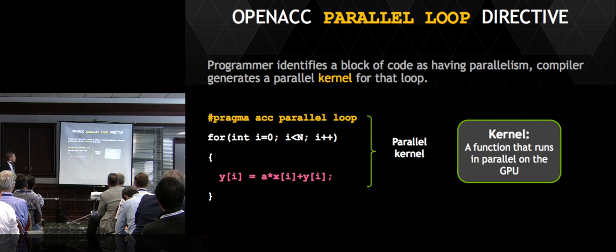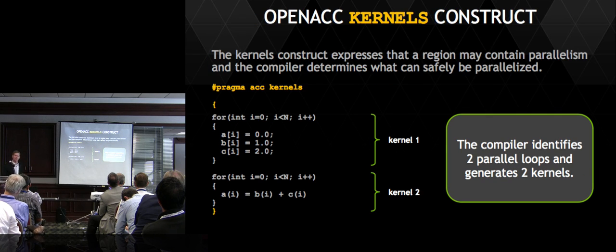There's a parallel loop directive. And really what this does is, if you put it above a for loop in C or do loop in Fortran, the compiler will read this and say, I'm going to generate a parallel kernel, and the kernel is a function that runs on the GPU. You also have another directive called kernels, pragma acc kernels, and you can denote it by a block of code. And in this case, it's going to take these two different for loops and generate two parallel loops and two separate kernels.